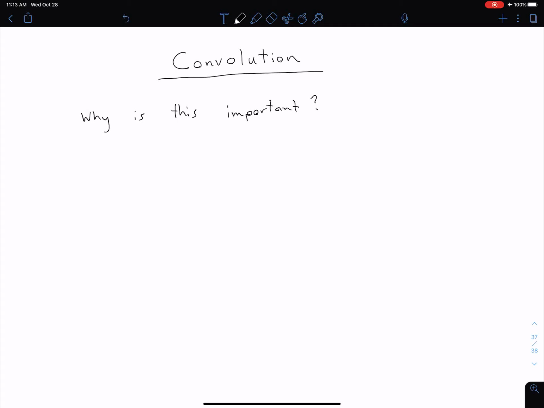The last topic that we're going to cover in this unit is convolution. Before we get into a specific definition of what convolution is, we can ask ourselves, why is convolution important? To really answer that question, we would need to spend a lot more time working in an area called signals and systems.